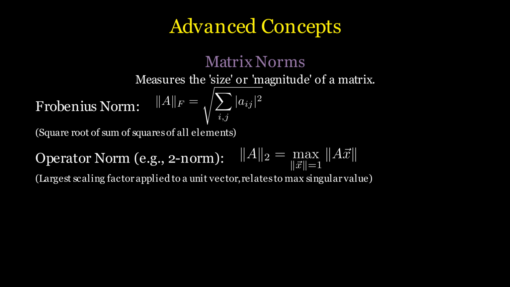Finally, let's touch on a couple more advanced topics that build upon these ideas. Just like vector norms measure vector length, matrix norms measure the size of a matrix. The Frobenius norm is like the Euclidean length, calculated from all elements. Operator norms, like the 2 norm, measure the maximum stretching effect the matrix has on vectors. The 2 norm is equal to the largest singular value of the matrix.